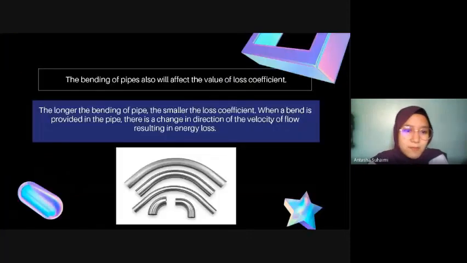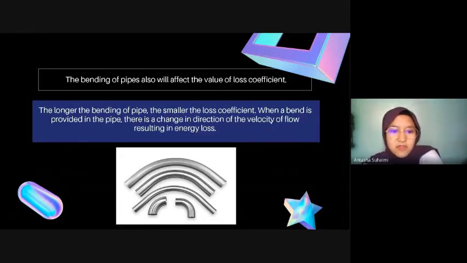Okay, next. For the last one, the bending of pipes also will affect the value of loss coefficient. The longer the bending pipe, the smaller the loss coefficient. When a bend is provided in the pipe, there is a change in direction of the velocity of flow, resulting in energy loss.